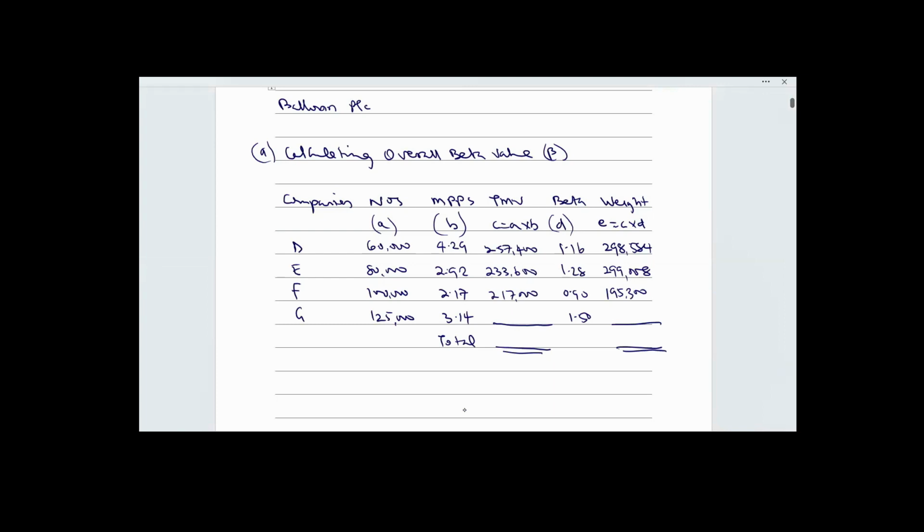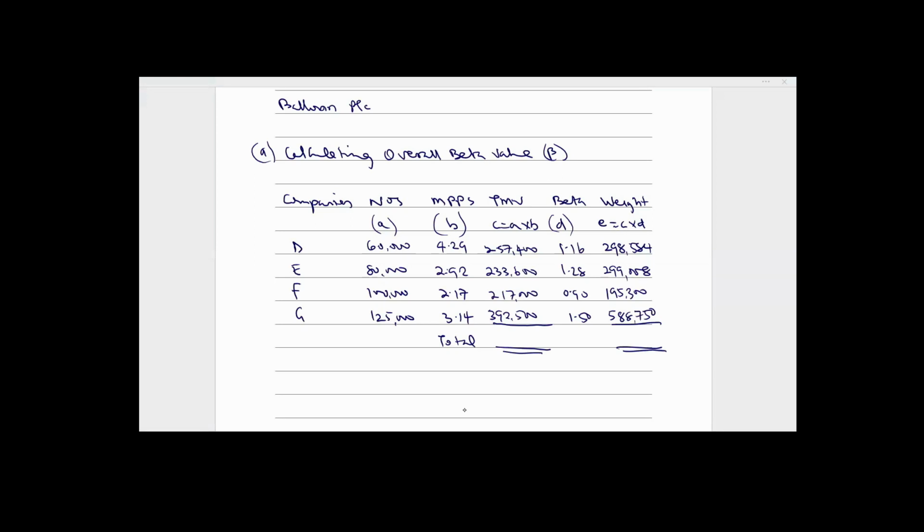And finally, 125,000 multiplied by 3.14 equals 392,500. Then multiply by 1.5, which equals 588,750. So we need to add them together.